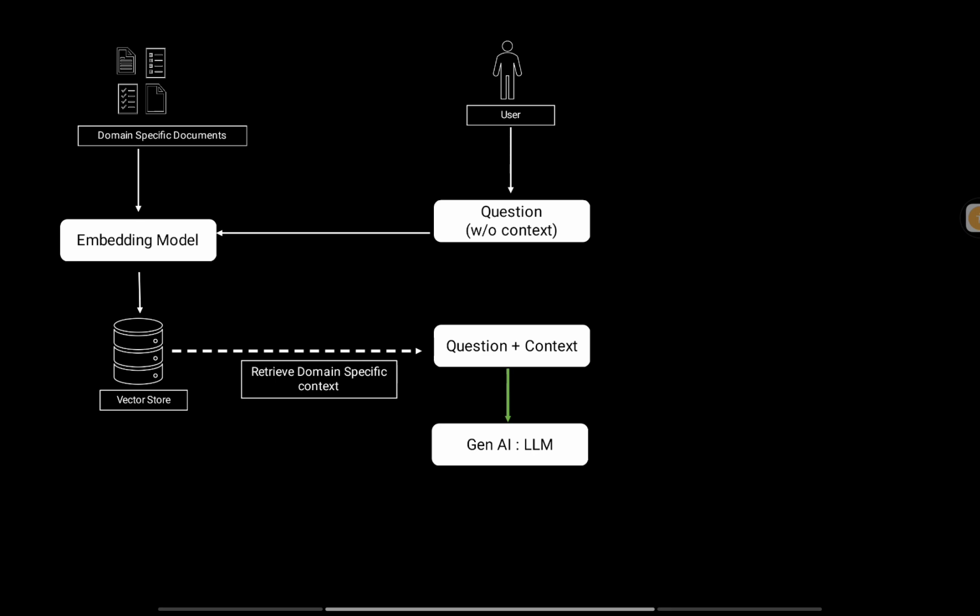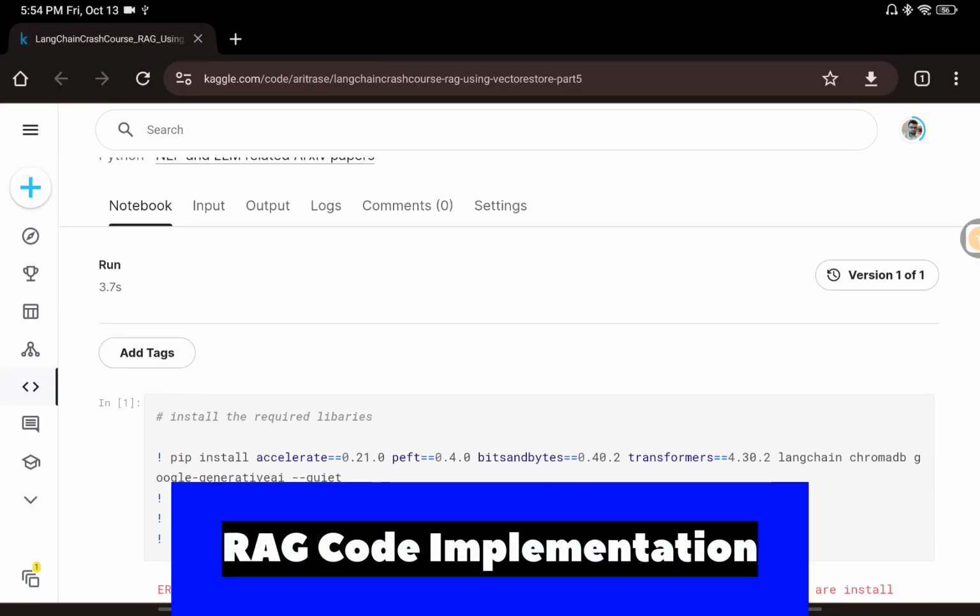Now that we incorporate the concept of vector store, and we retrieve the domain-specific information, we have the question with the context, and that will give a better, more relevant answer to the question, right? So with this concept, let's see how it works in terms of code implementation. This is how the code implementation will look.